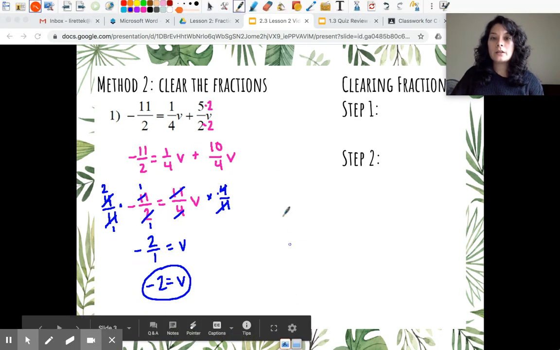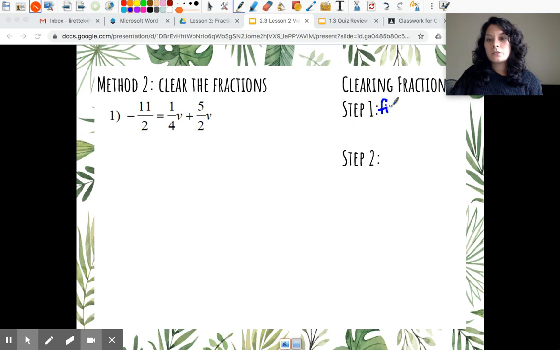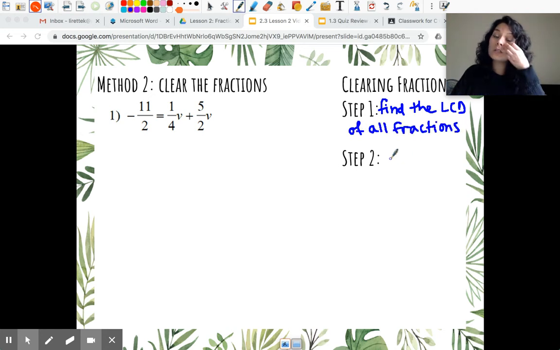Let's take a look at another method that you might find very helpful. And we actually learned this method in some previous lessons already. I sometimes refer to this as clearing the fractions. Some of your other teachers might not call it that, but it's kind of what we're doing here. The first thing that we want to do is find the LCD, or the least common denominator, of all fractions in the problem. So sometimes that's 2 fractions, or sometimes it's 3 fractions or more.